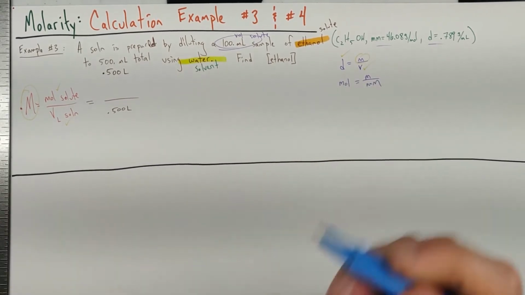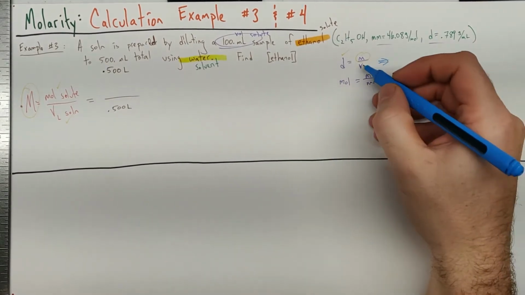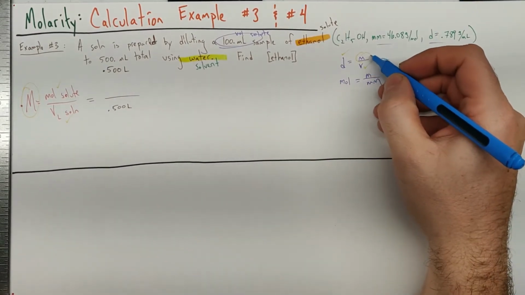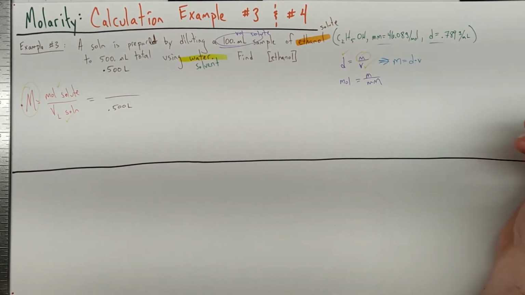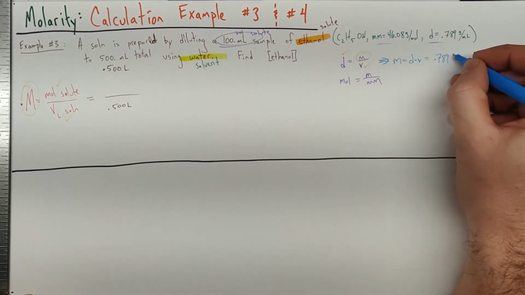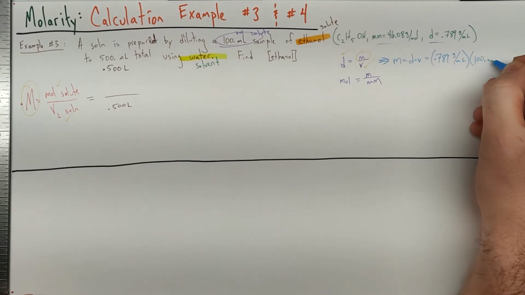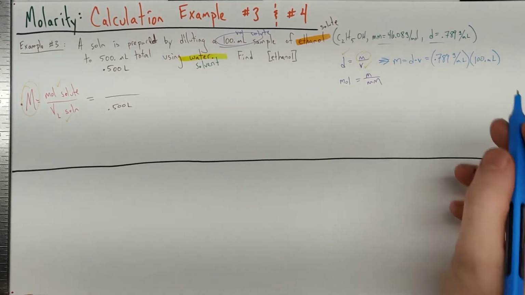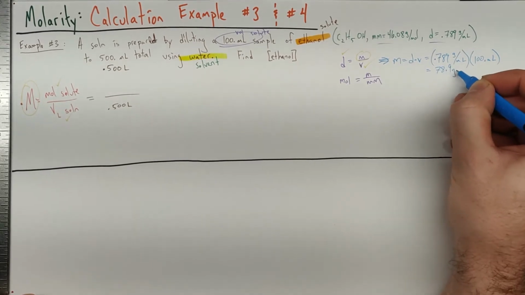And I'll rearrange that. It's the process you should always follow, which is write your equation, use it as a checklist, rearrange. In this case, mass is density times volume. And now you can plug your numbers in. Our density is 0.789 grams per milliliter, and our volume is 100 milliliters, which conveniently gives us 78.9 grams of our ethanol.